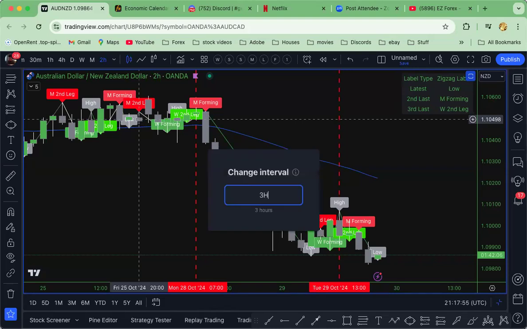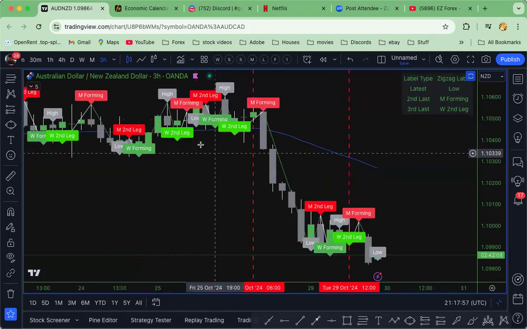You can even play some more and you can go to the 3 hour chart even. You understand? You can see even on the 3 hour chart, it's starting to lock in the second leg of this M. And this was from the Friday.